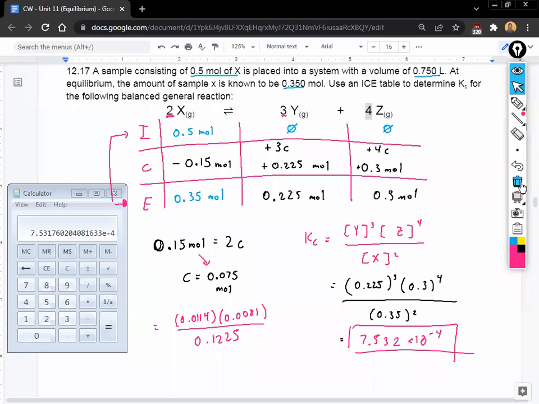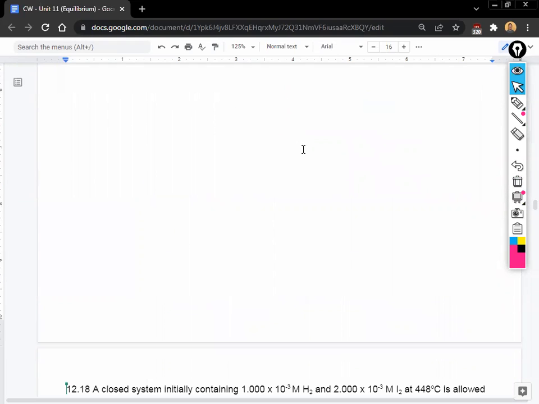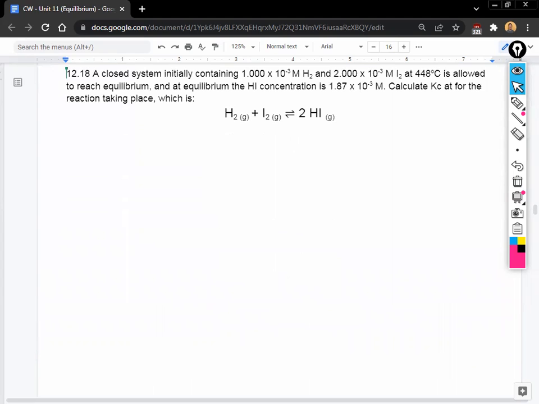Okay, guys, let's have you try another ice table problem on your own. We're going to move on to 12.18. The hope is that we'll finish 18 and 19 today, and then you don't have to do any quadratic equation problems today, but next week we'll do our quadratics.